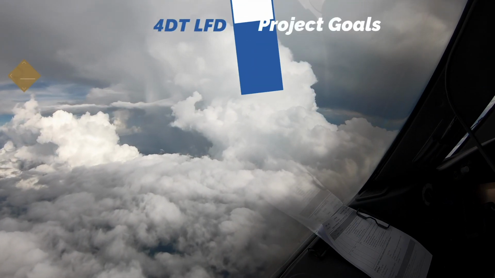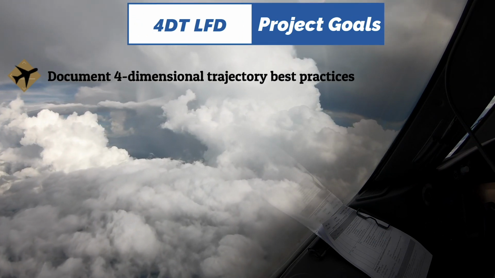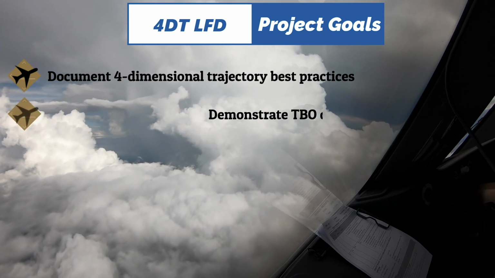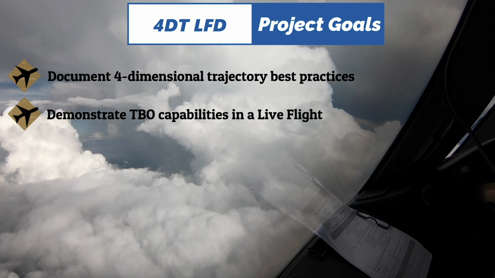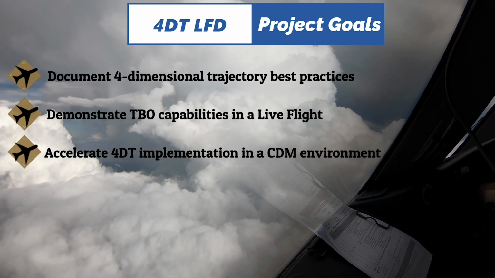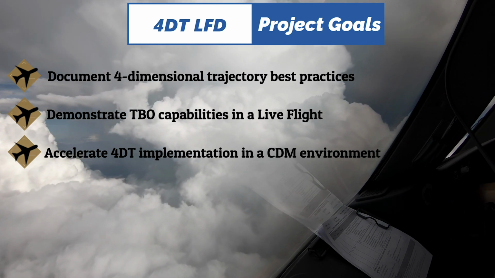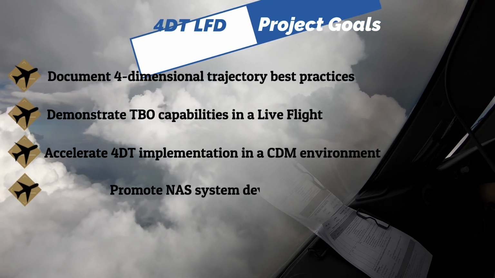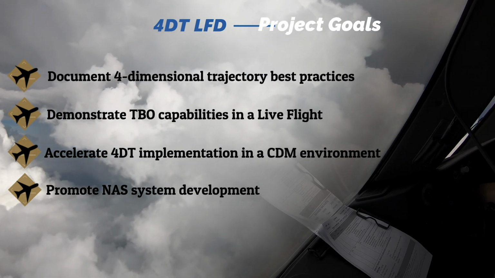The first was to document 4-dimensional trajectory best practices by maximizing the use of current infrastructure by leveraging applicable IP-based communication systems. The second was to demonstrate TBO capabilities in a live flight that have recently been exercised in a lab environment. The third was to accelerate 4DT implementation into the National Airspace System and showcase benefits to air traffic management and the user community in a collaborative decision-making environment. And the last was to promote further airspace user and airspace service provider system development while encouraging industry to plan for the use of 4DT in the future.